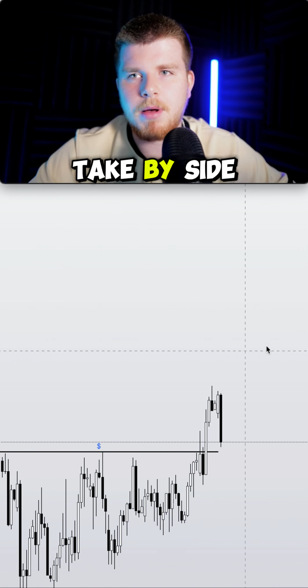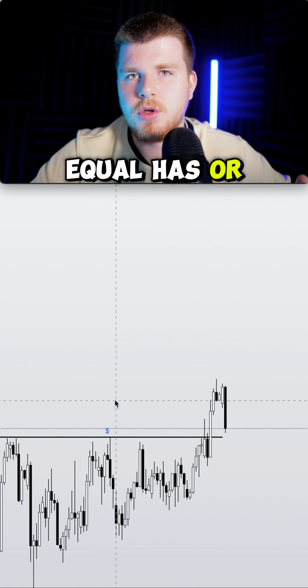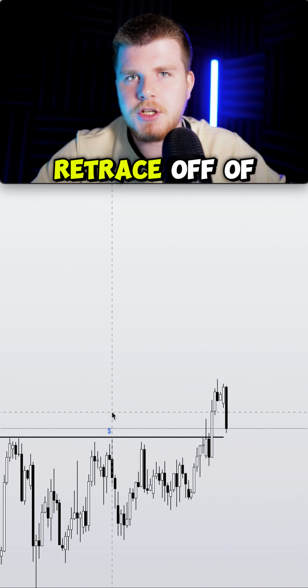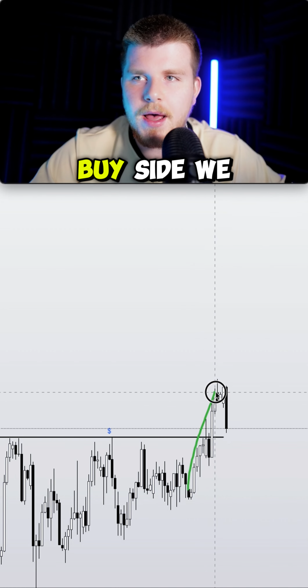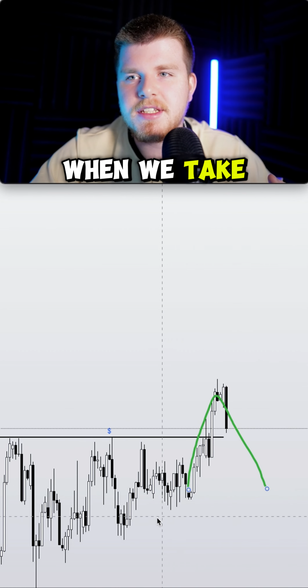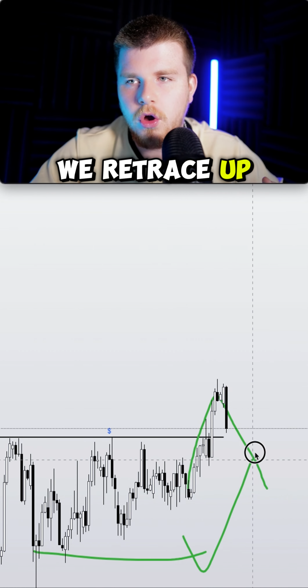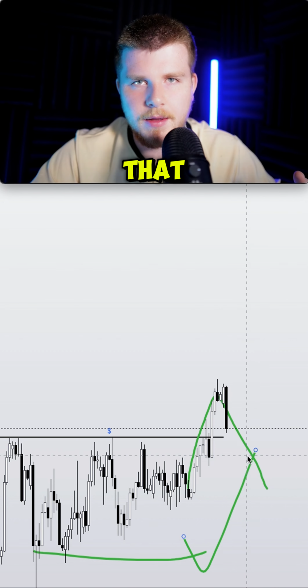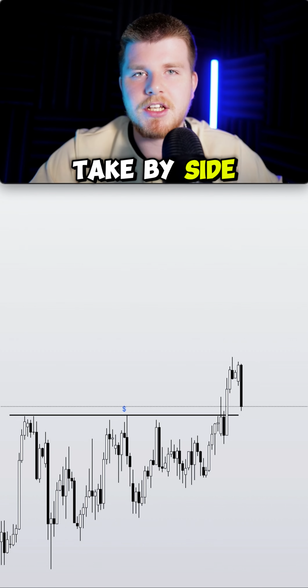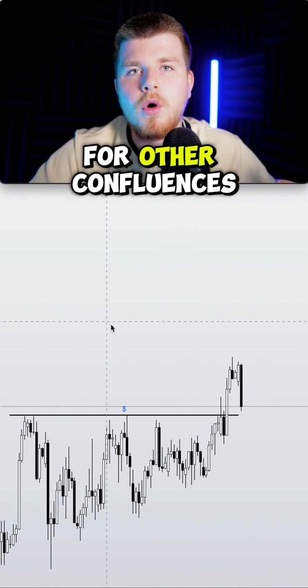So when we take buy side liquidity, which can be equal highs or previous highs, we tend to retrace off of that. When we take buy side, we retrace down. And when we take sell side, we retrace up. It is literally as simple as that. So when we take buy side liquidity, I then look for other confluences.